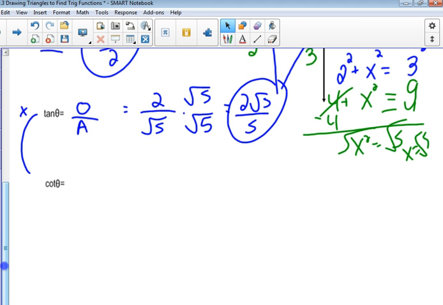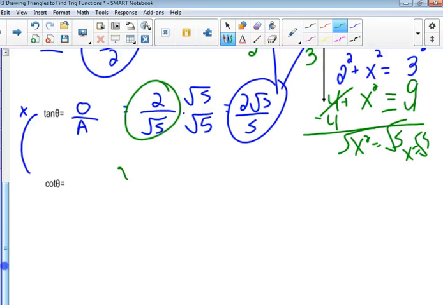Now, one thing with cotangent, and this came up before too. Would you guys want to flip 2 radical 5 over 5, or just flip this one? Yeah, just flip this one in the green, right? That's going to be the same thing as 2 radical 5 over 5. One's just simplified. But when we flip this 2 over radical 5, we get radical 5 over 2. And is this one already okay now? Yeah, we're good. That's it. What do you guys think so far? It's just the same stuff. Yeah, it's literally the same stuff.